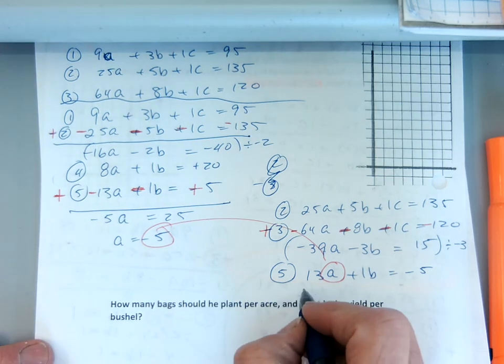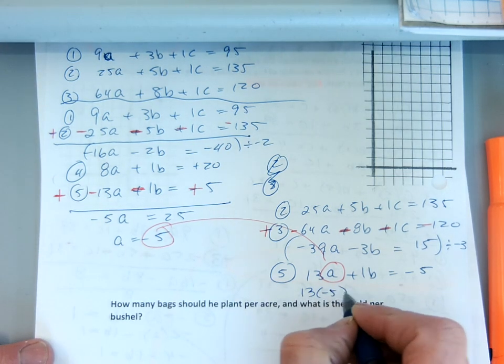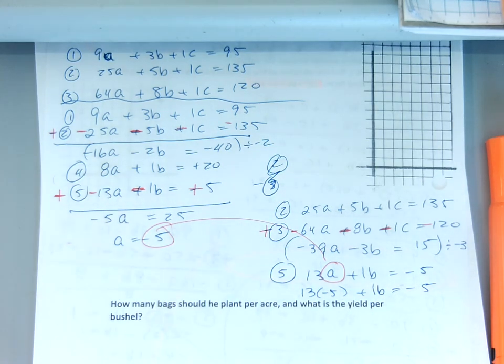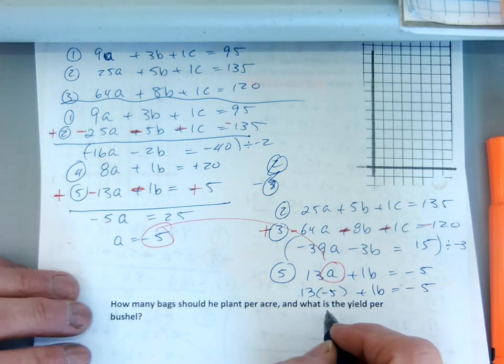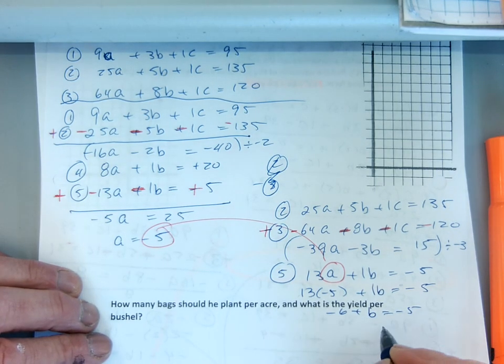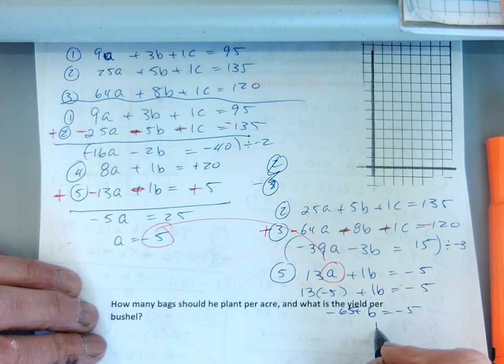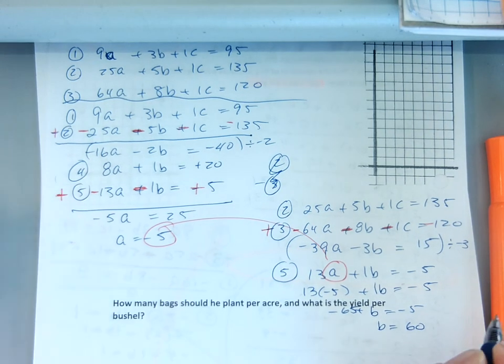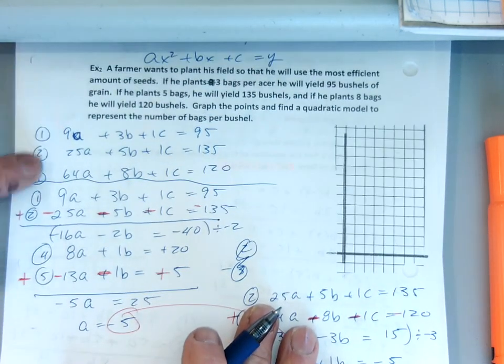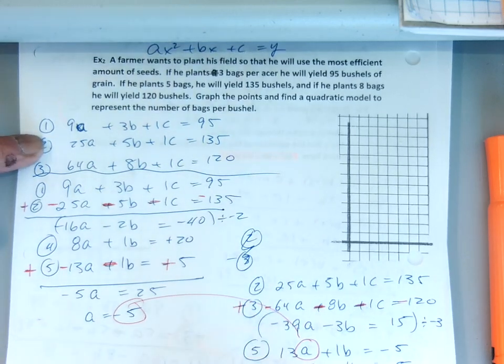So then I've got 13 times a negative 5 plus 1b equals negative 5, right? What's that, 65? Negative 65. So b's got to be 60, right? Circle that. And then finally, let's get c. Which equation? 1, 2. Probably equation 1 looks like the easiest, doesn't it?